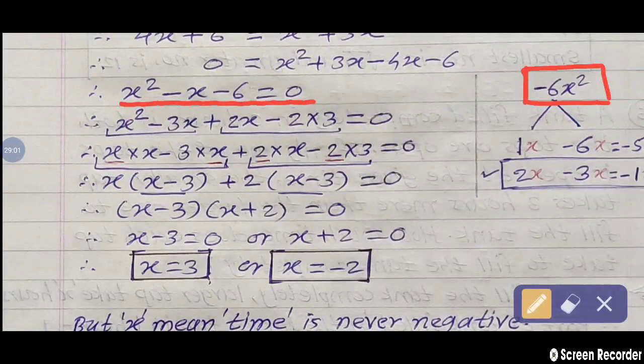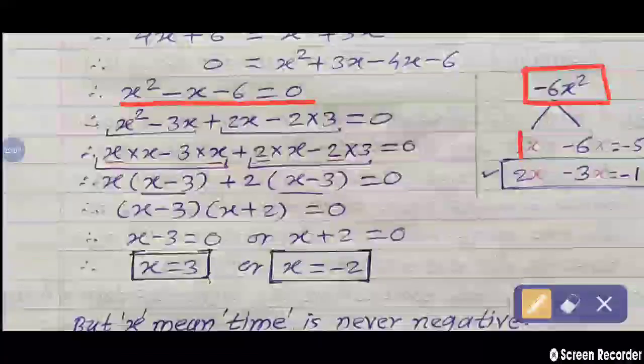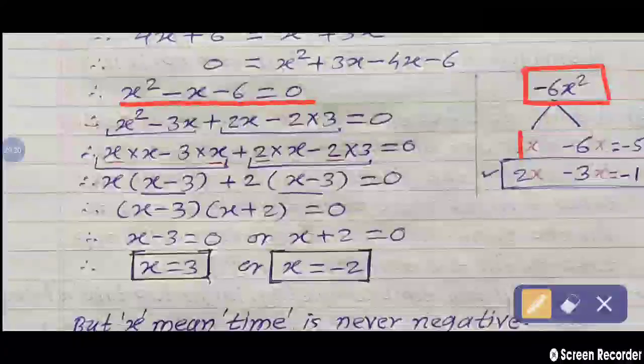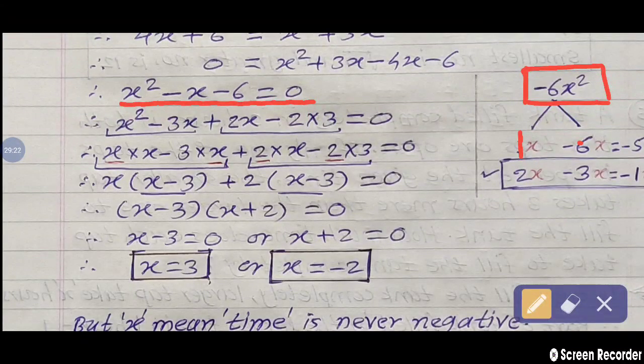So start from 1. 1 multiplied by 6, 6 ones are 6. Yes, product is 6. But our product is minus. So which number is having minus sign, 1 or 6? That we decide from the middle term. So minus 1x is there. How many x are there? Single x. So minus 1. So our sum is minus. So minus sign is given to the bigger number. So 1 minus 6 means minus 5.